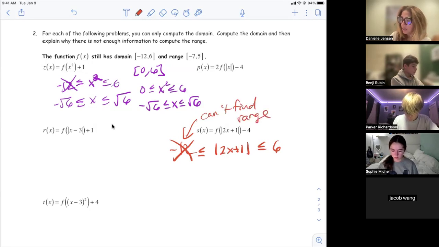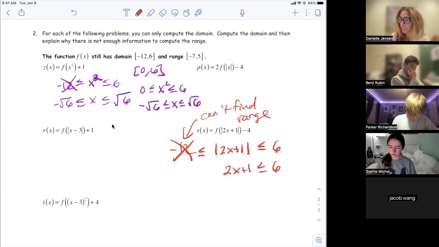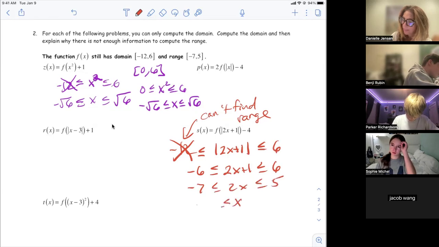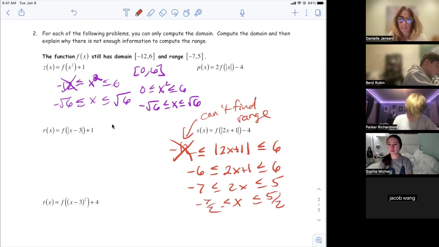Okay, so then I say, all right, everything to the right stays exactly the same. So it still goes to 6, but I'm going to mirror whatever's there to the left of the y-axis. So -6 to 6. And then I will shift left 1, so subtracting 1 from each side and then dividing by 2. So -7/2 to 5/2 would be your domain. And then the range you just can't find. Okay, thank you.